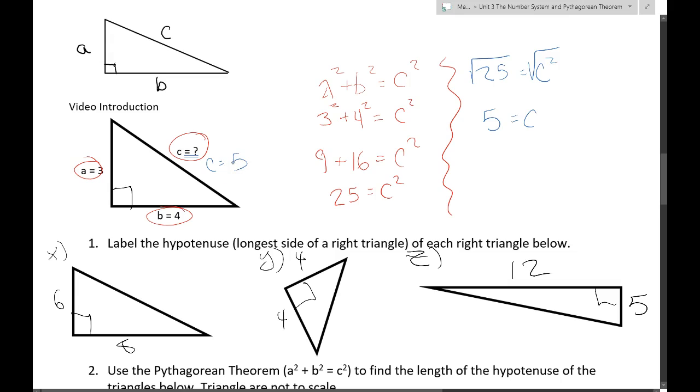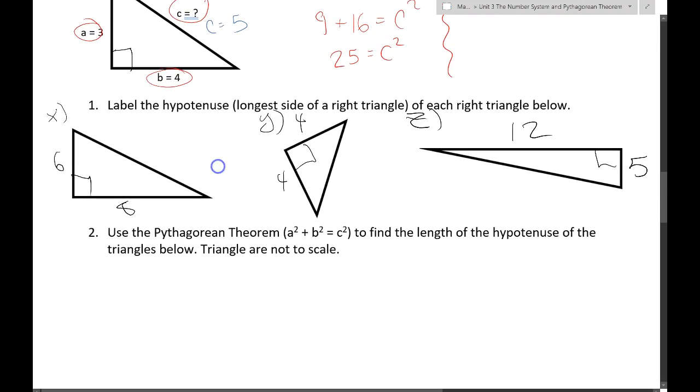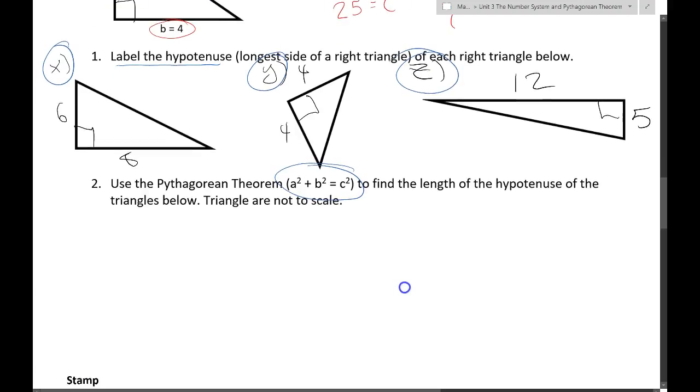Using that same knowledge, you're going to come down to these triangles here. We have X, we have Y, and we have Z. These are just the names of the triangles in this case. They don't mean anything else. You're going to label the hypotenuse, the longest side of the right triangle, also known as the side across from the right angle, of each triangle below. After that, you're going to use the Pythagorean theorem, a squared plus b squared equals c squared, to find the length of the hypotenuse.